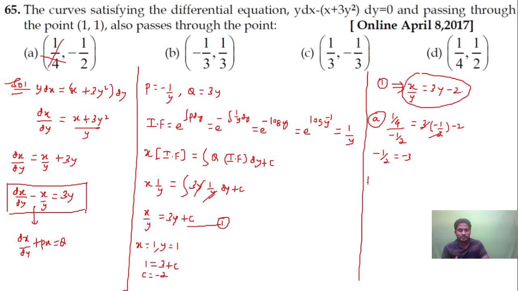Next option, if I substitute minus 1 by 3 comma 1 by 3, so x is minus 1 by 3, y is equal to plus 1 by 3. Then x upon y is minus 1, and 3 into y is 1 upon 3, so 1 minus 2 is minus 1. Yes, the answer is option B, guys.